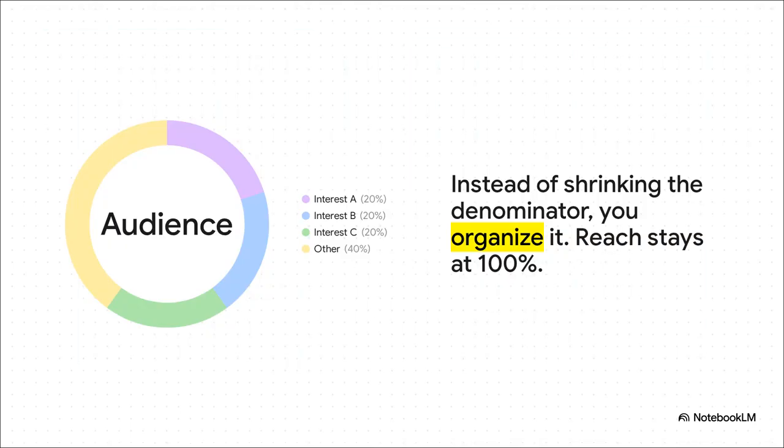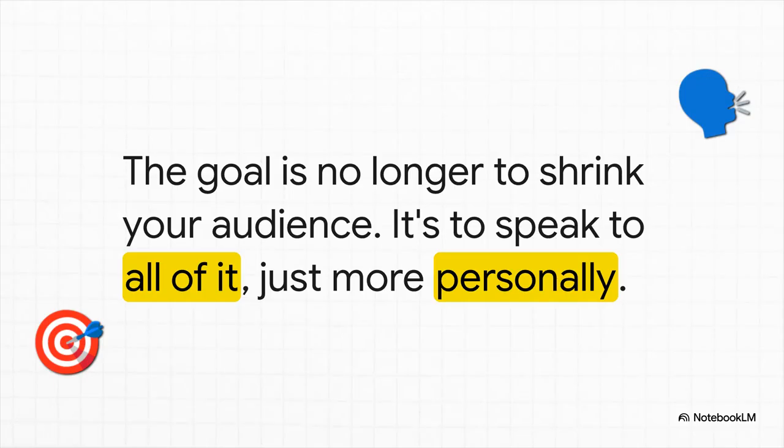Instead of chopping down your 100 leads to just 10, you keep all 100 of them. You just sort them. Maybe 20% are really into topic A, another 20% are into topic B, and so on. Your audience is still 100% of what you started with. You haven't lost anyone. So let this sink in, because it's the most important takeaway.